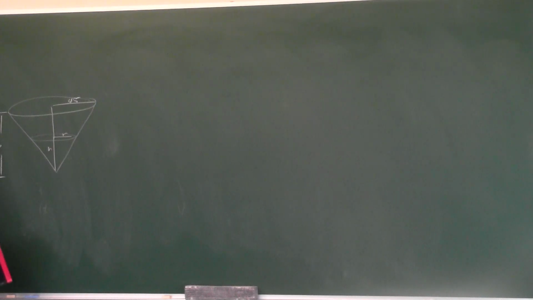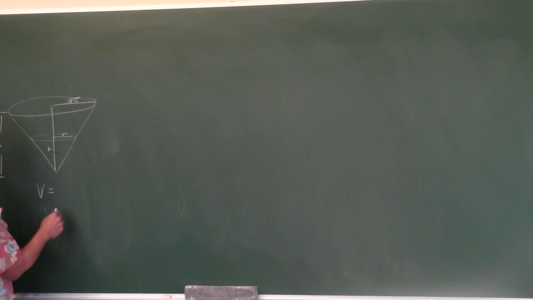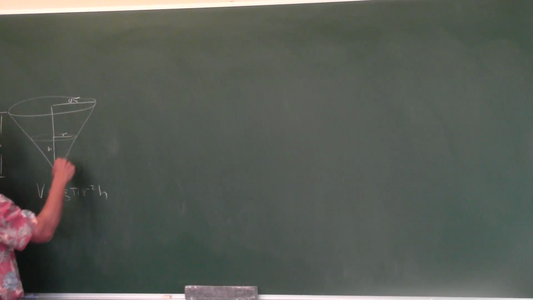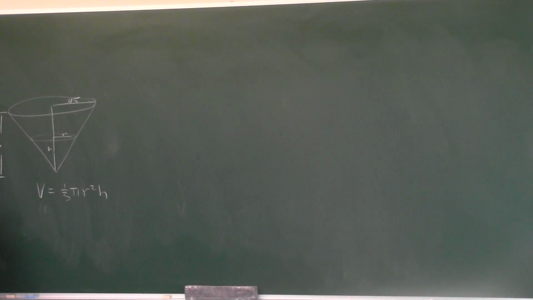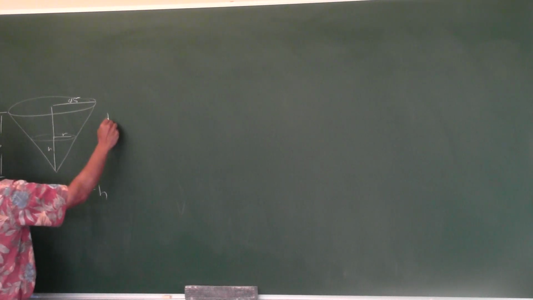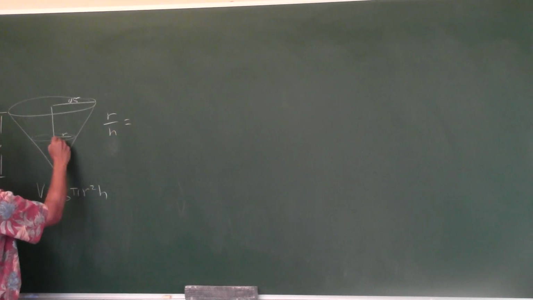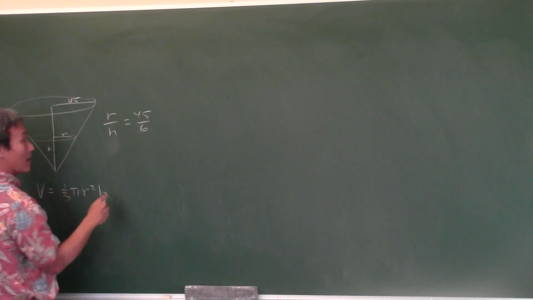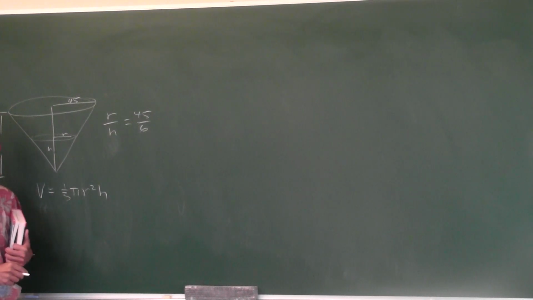Okay, so what equation am I going to write? The volume of the water. Now look at this water right here. It's a cone. What's the formula for volume of a cone? 1/3 pi r squared h. But we have similar triangles, so what can I write? R over h equals 45 over 6.